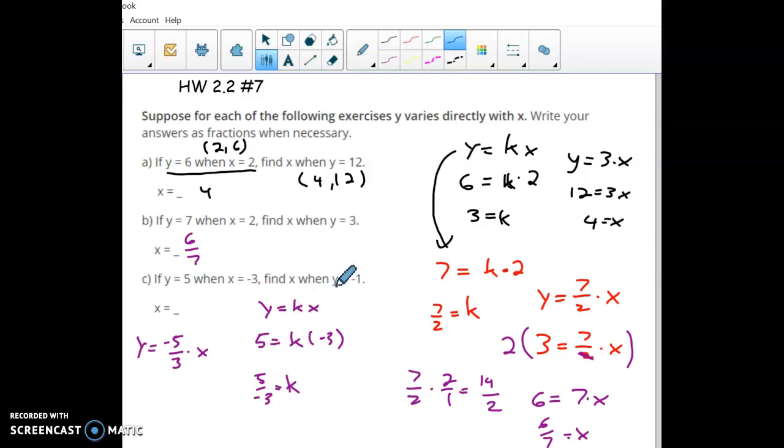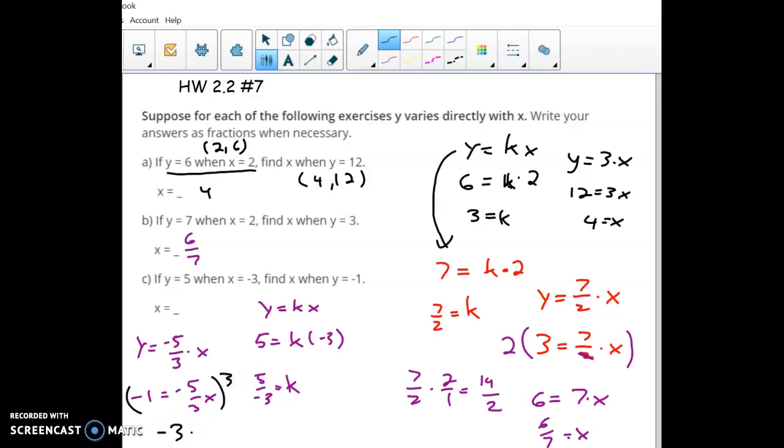And then we want to know x again when y is -1. So put -1 in for y. Sorry, my pen fell apart there. So it'll be -1 equals -5/3 x. Okay, so I'm going to use the same trick as before. I'm going to look at the denominator and say this is divide by 3, so I'm going to times by 3.